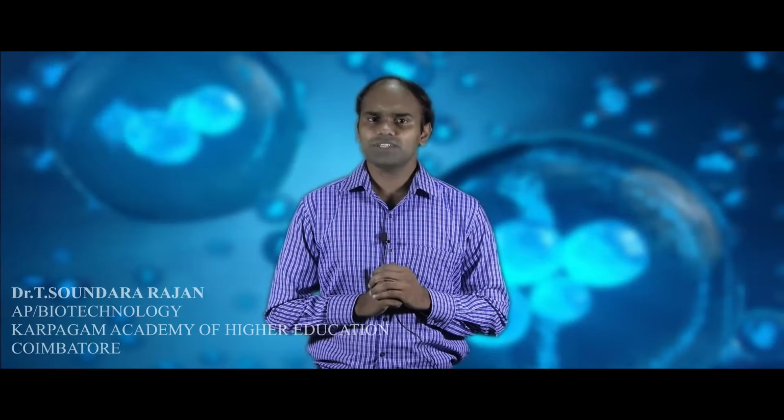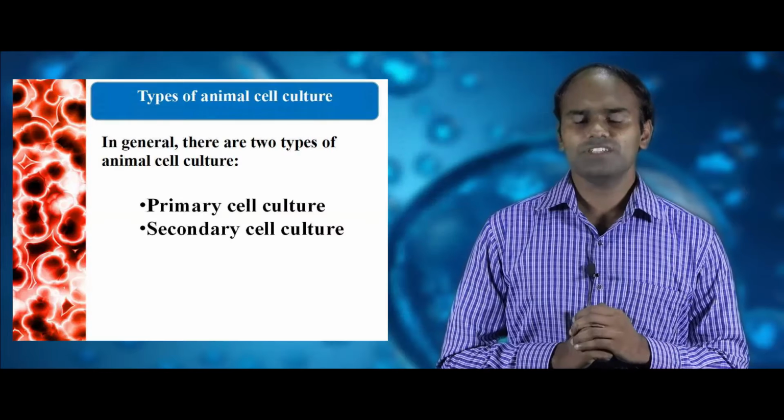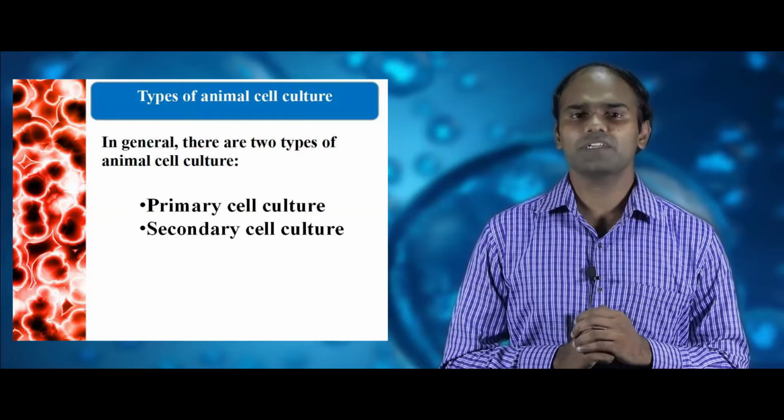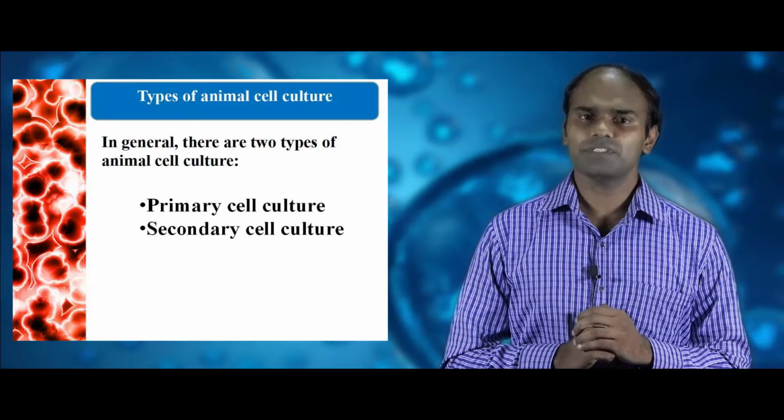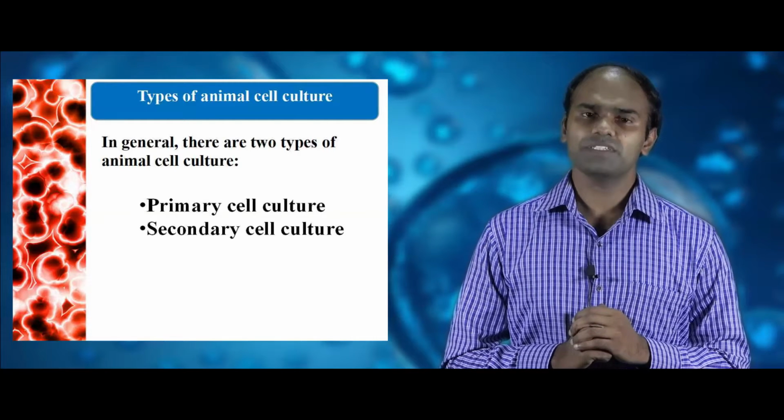Hello everyone. In the last session, we saw the basics and fundamentals of animal cell culture. In today's session, we will see the types of animal cell culture. In general, there are two types of animal cell culture. Number one, primary cell culture, and number two, secondary cell culture. We will start with primary cell culture.